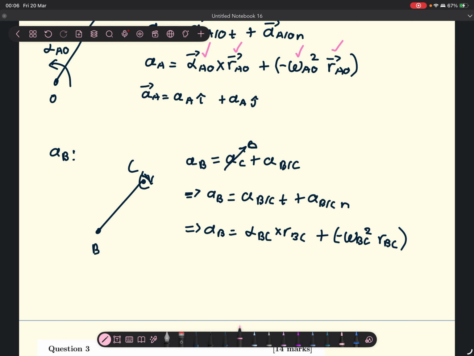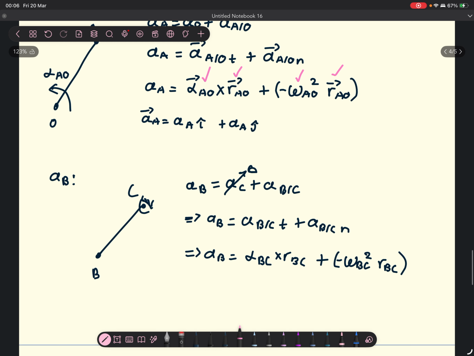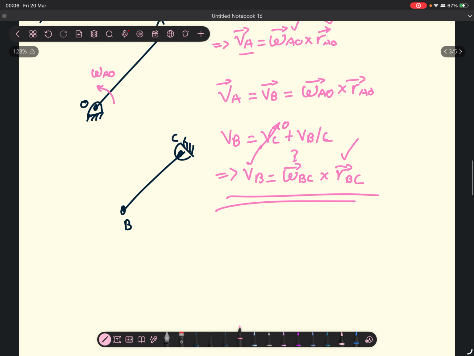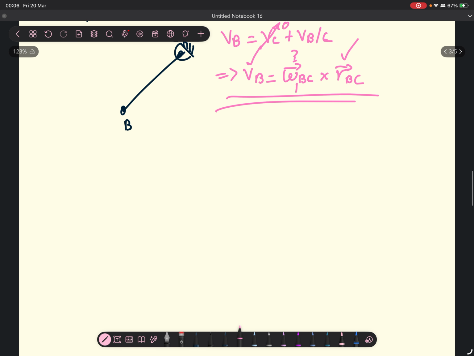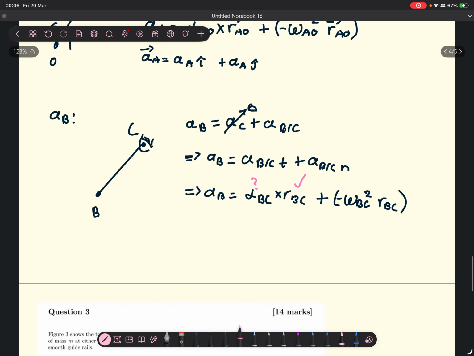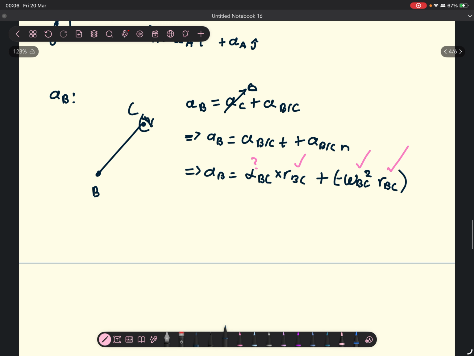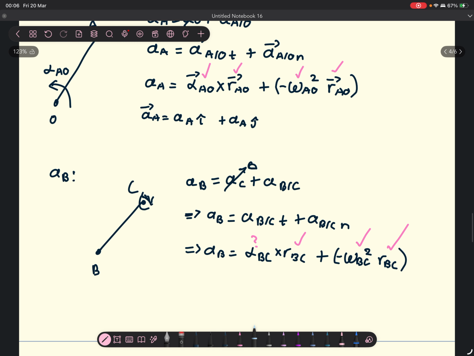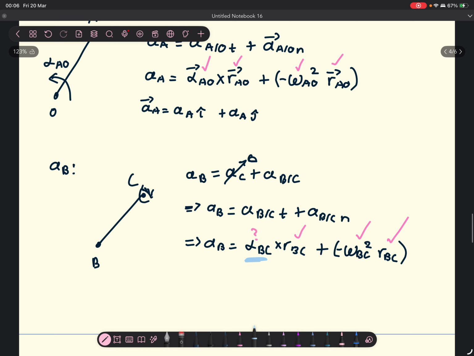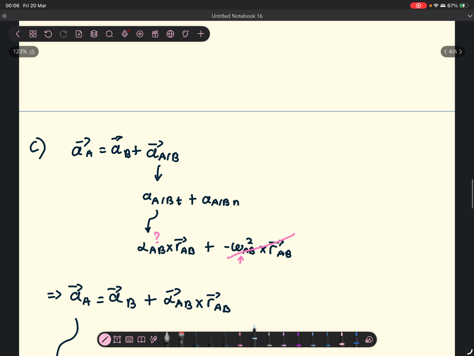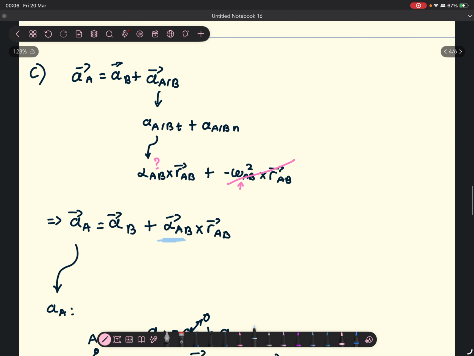So alpha BC we don't know. R BC we know. Omega BC we calculated in part B, so we know that as well. Now you'll be asking yourself, how are we going to be able to solve with these two unknowns? We have alpha BC, that's unknown, but we also have alpha AB, that's not known, and we're trying to solve for alpha AB.